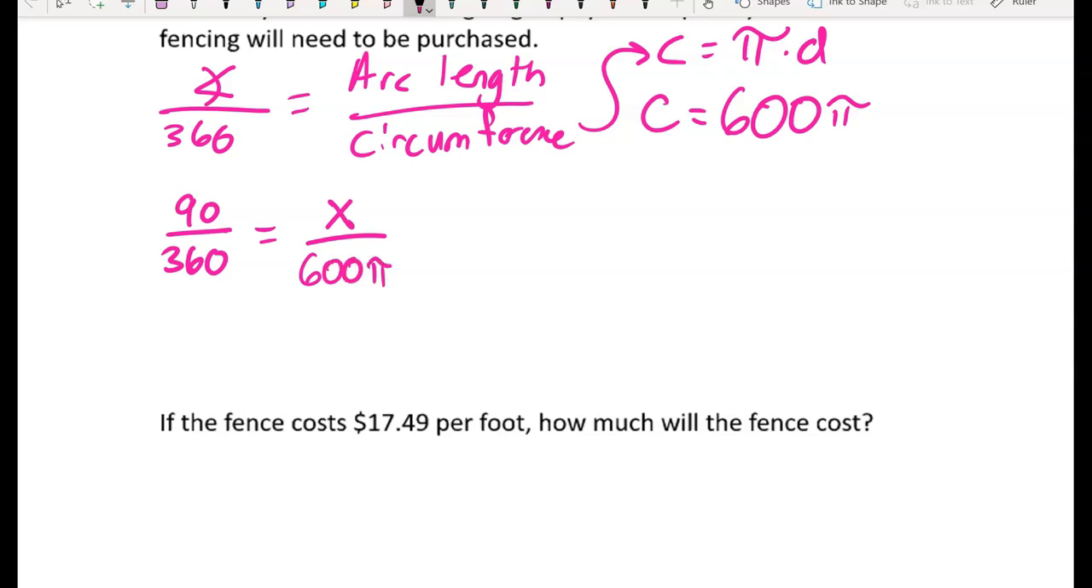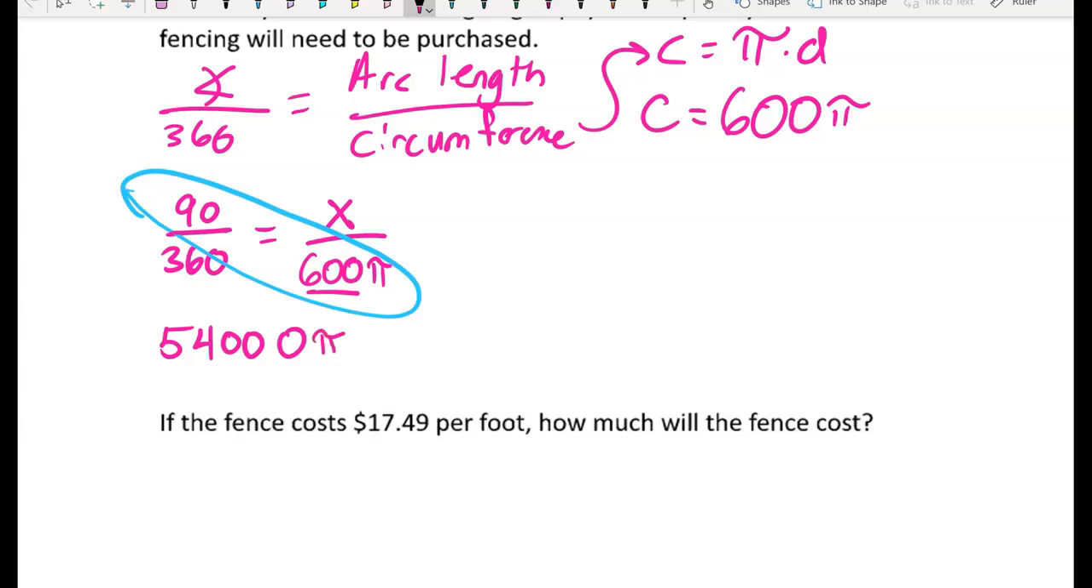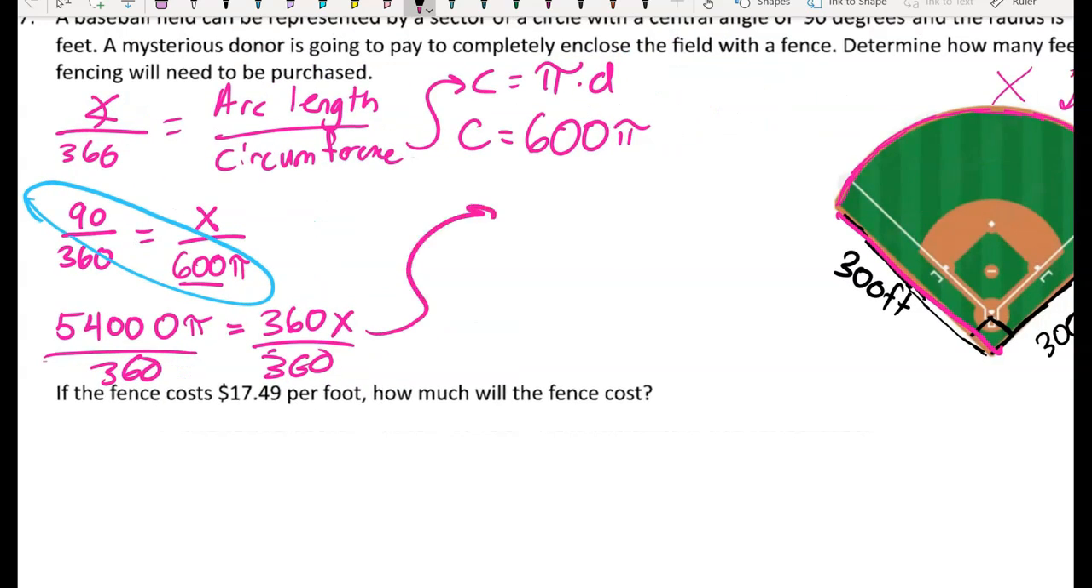Now, to solve any good proportion, I'm going to cross multiply. If I multiply 90 times 600 pi, you could just type that into your calculator if you want. I normally leave the pi until the end, so I just multiply the 90 and the 600 in my calculator to get 54,000 times pi, because I didn't type in pi yet, and 360 times x is just 360x. Now, to keep solving for x, I can divide away the 360, and when I type all of that into my calculator, because I know I'm going to need to round here, I find that the arc length is about 471.2 feet.